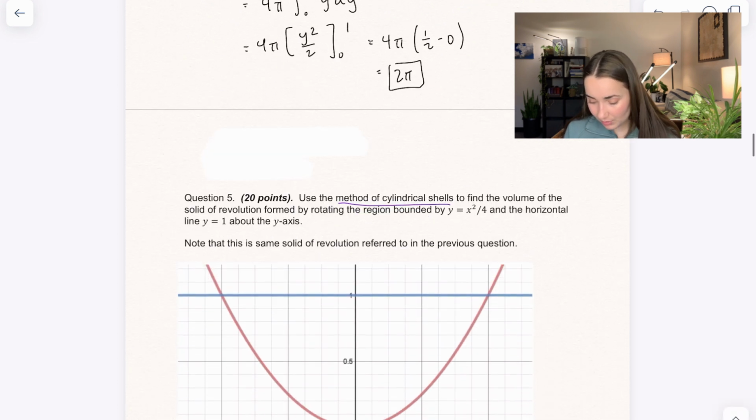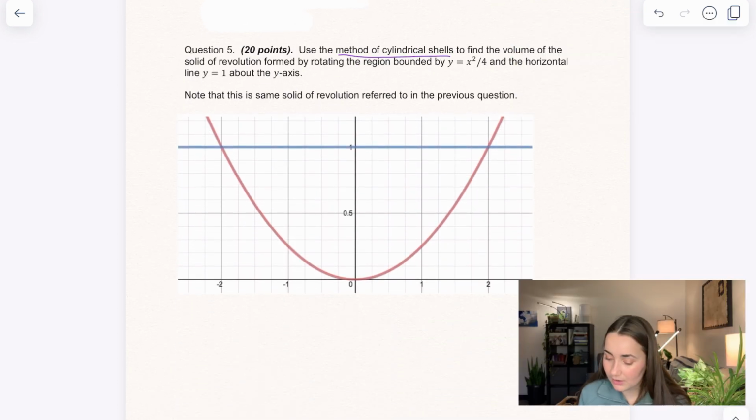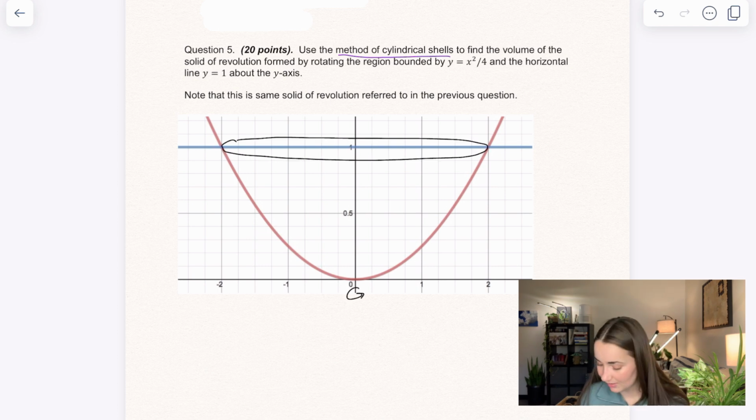So here, that moves on to question 5. We're going to use the method of cylindrical shells to find the volume of the solid of revolution. And we're going to do the exact same thing. We're going to rotate around the y-axis like this so it becomes a bowl again. But this time we're doing shells. So let's go ahead and talk about what a shell would mean. It would mean that we literally just took a cookie cutter and we literally slice it.